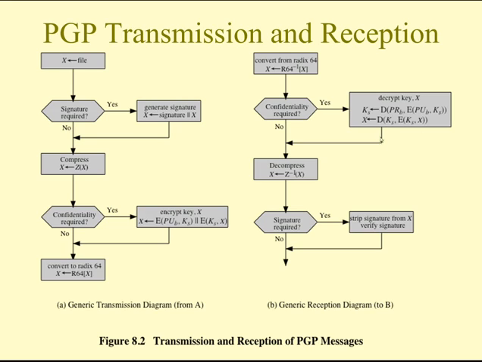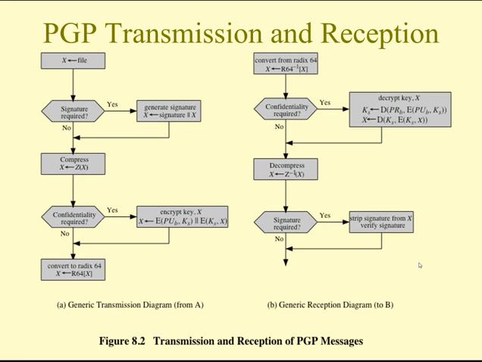Instead of encrypting, we're going to decrypt, and that's only if confidentiality is required. We decompress instead of compressing. If the signature was required, then we're going to strip the signature and verify it. That was using the hashing, so we would rehash the message after we pulled it back out using RSA.